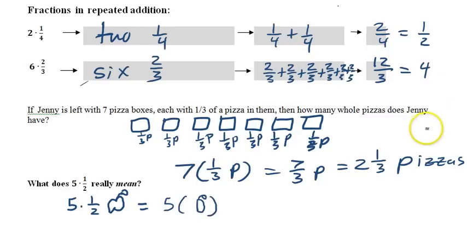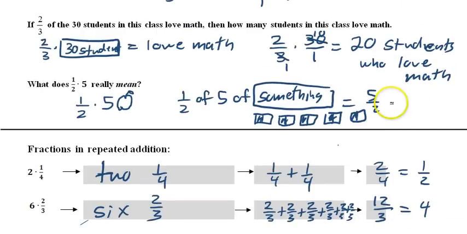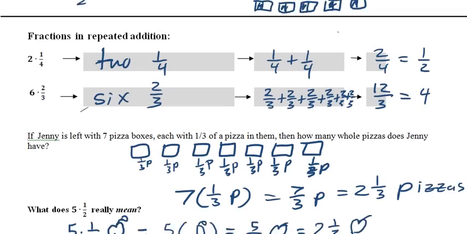And here's what it means. It means you have 5 half apples. So it means you have half an apple, and you have 5 of them. So that means you would have 5 halves of an apple. Putting them all together, we have 2 1/2 apples. So you see, it's the same answer. We got 5 halves apples in either form.